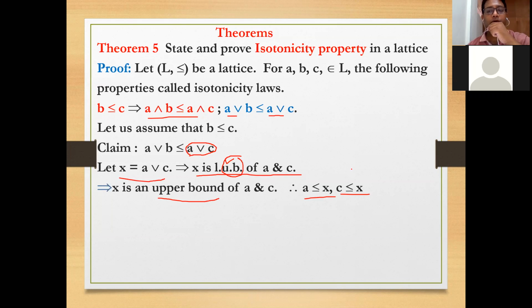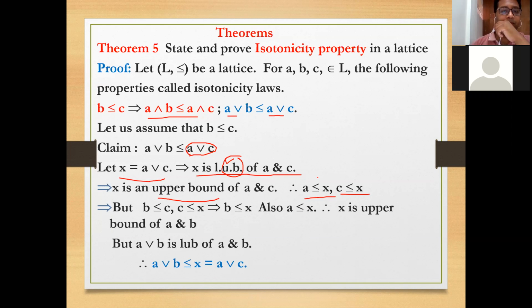Okay. But B is less than or equal to C, we are given. So combine it with C less than or equal to X. If you combine B less than or equal to C with C less than or equal to X, you will get B less than or equal to X. So we have used C less than or equal to X, and the remaining A less than or equal to X will be used now. B less than or equal to X, A less than or equal to X.